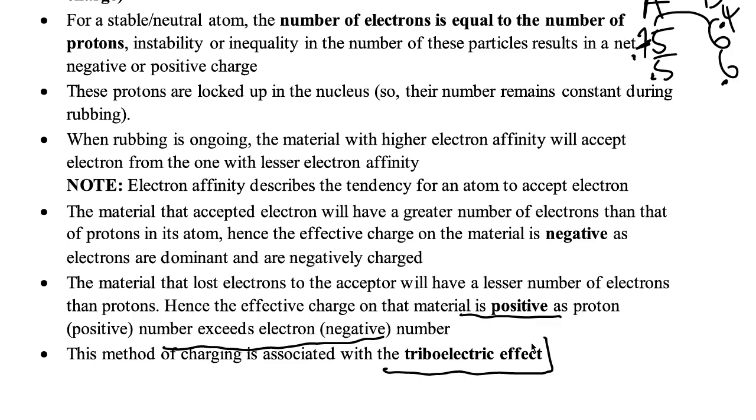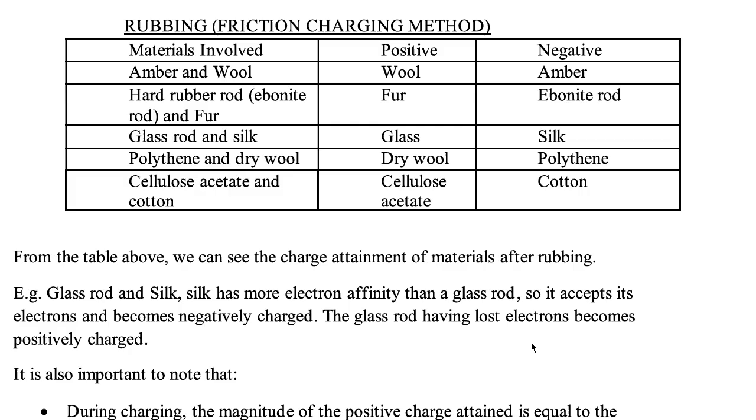And now this leads us to another important point, talking about rubbing, the friction charging method, right? So you could be asked in the exam, for this material and this material, which will be positive and which will be negative when they are rubbed with each other? Starting with amber and wool, wool is going to be positive. Why is that? Wool has lesser electron affinity than amber. So the electrons in wool will be transferred to amber, and since amber has accepted electrons, it will be negatively charged.